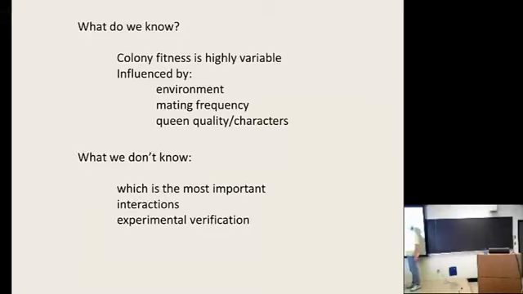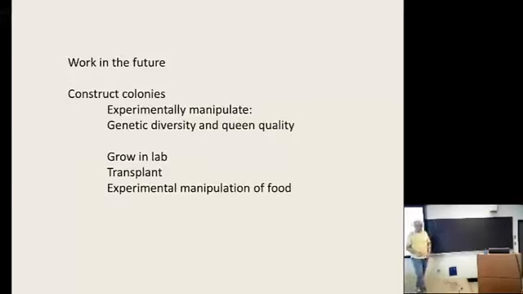We don't know which of these is really most important. We don't know about interactions necessarily between some of these traits. We'd like to know that. We'd like to be able to get some sort of experimental verification of some of these largely correlative data. Okay. So that's actually leading us to the future, which is what we're going to make use of: the ability to form colonies with directed matings.